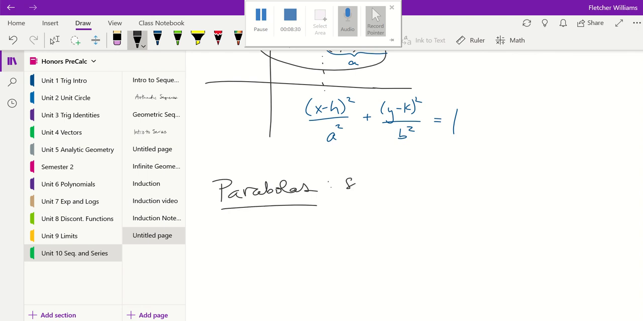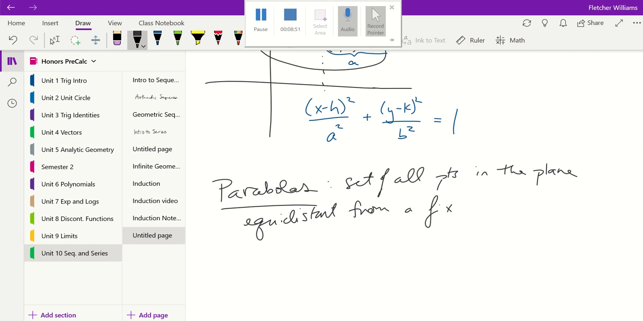The set of all points in the plane equidistant from a fixed point... well, fixed line. I guess, Dylan, you were right. I guess they're both fixed. Fixed this, fixed that. Equidistant from a fixed line and a fixed point.